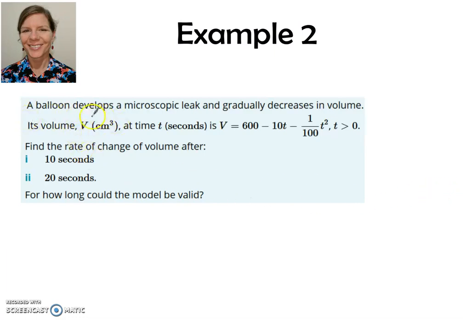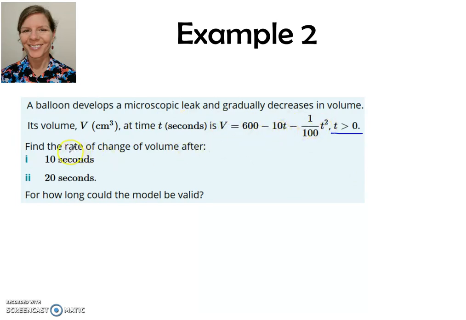Okay, so we've got a balloon developing a microscopic leak and it's gradually decreasing in volume. So this is the function of volume given by time, so clearly it's going to be decreasing for times greater than 0. So there's your first restriction, you're not going to have any negative time. So keep that in mind. Okay, so this is the volume at any given point.